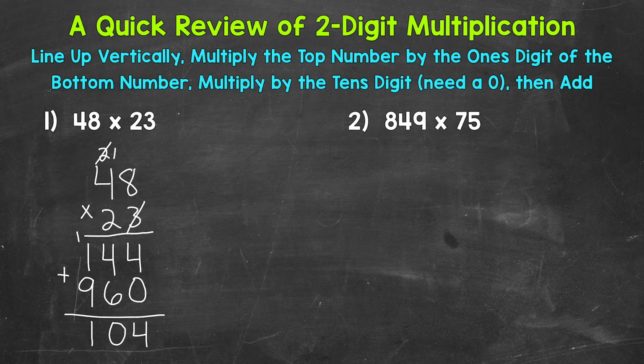So 1 plus 1 is 2, plus 9 is 11. So we can put our 1 here. And then we carry a 1 over to the thousands place, and it's all by itself, so we can bring it straight down. And we end up with 1,104. And that's our final answer.